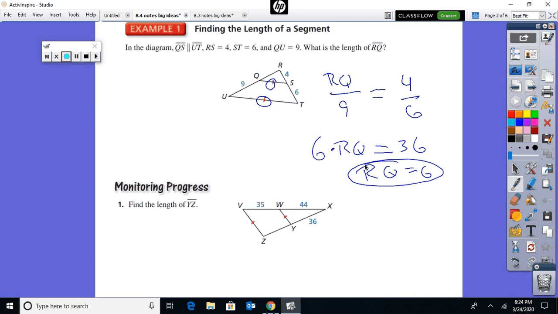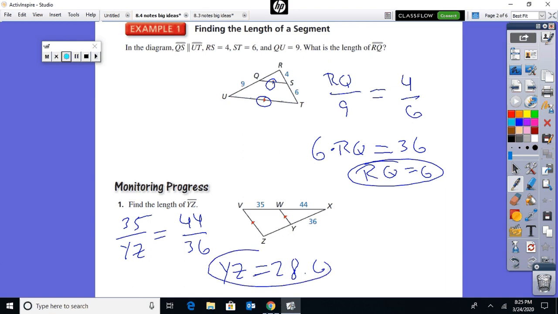Pause the video here, try the monitoring progress, and pick it back up when you're done. All right, for me, I'm going to keep rolling here, people. So now I'm looking for YZ. So 35 is to YZ as 44 is to 36. And don't be afraid of decimals when you cross multiply here. You've got YZ equaling 28.6. I just rounded to the nearest tenth. And so there you go.